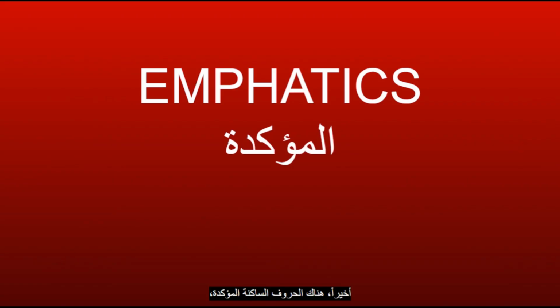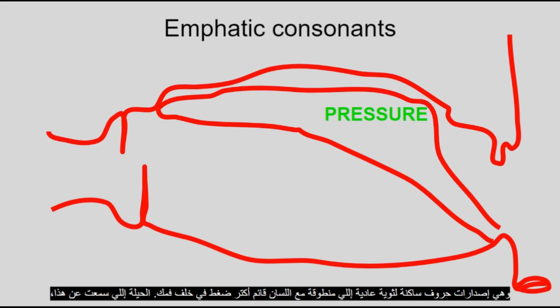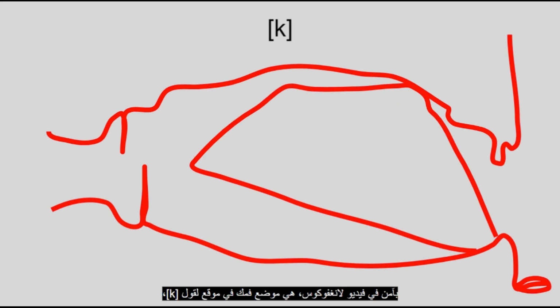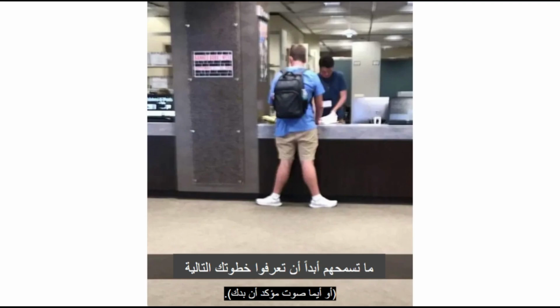Finally, there's the emphatic consonants, which are versions of normal alveolar consonants that are pronounced with your tongue applying more pressure in the back of your mouth. The trick that I've heard for this, I believe in some lang focus video, is to put your mouth in position to say ke, but then say sa instead, or whatever emphatic sound it is.